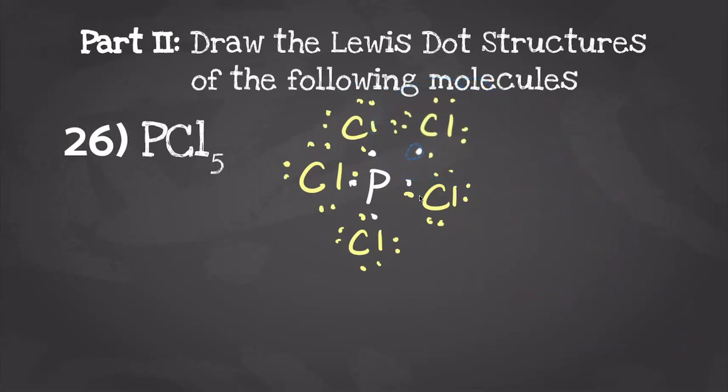Let me move this one just a little closer. They're color-coded so you can see which electron belongs to who. Each chlorine now is going to have 8 electrons. And phosphorus is going to have, in this case, 2, 4, 6, 8, 10 electrons, 8 of which are going to be in the s and p orbital, and then the other 2 are going to be in the d orbital.